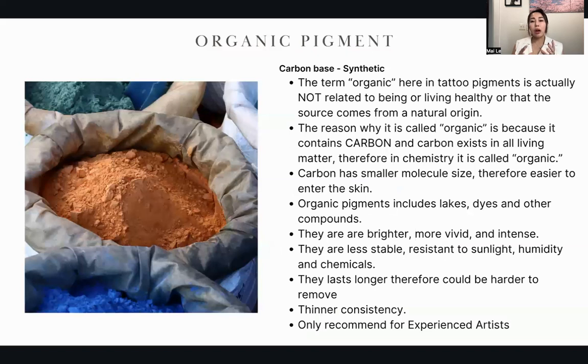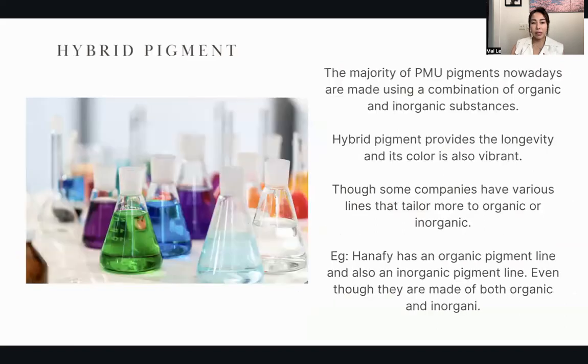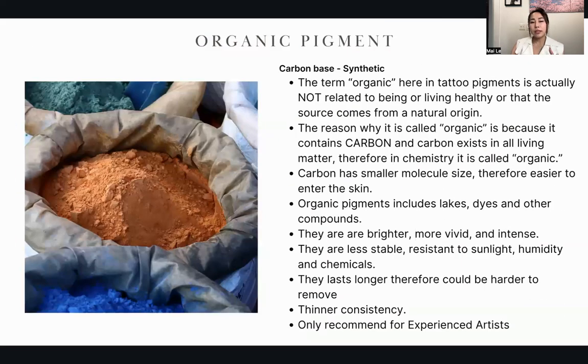Pigment theory. When we're talking about pigment, there is organic pigment, there's inorganic pigment, and there's hybrid pigment. Okay, so let's talk about organic pigment. The term organic here in tattooing has nothing to do with living or natural, right? The reason why it's called organic pigment is because it contains carbon and it's derived from a lab. And carbon exists in all living things. So in chemistry, it's called organic chemistry.